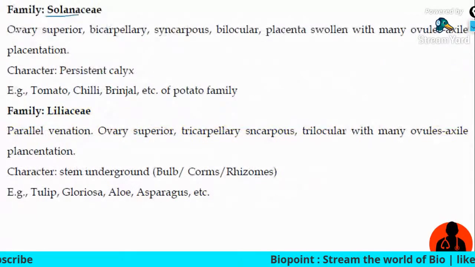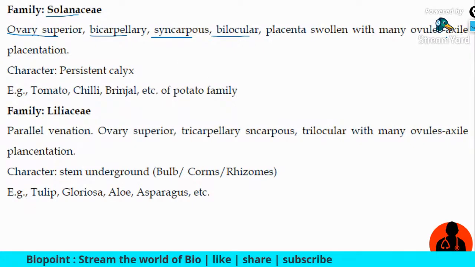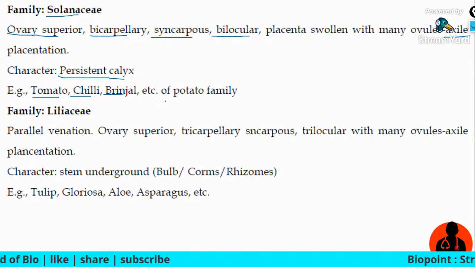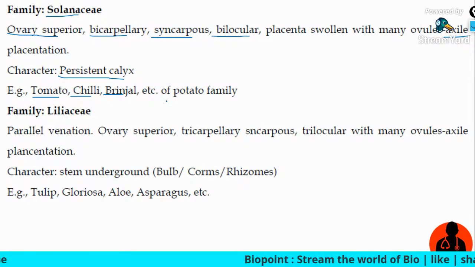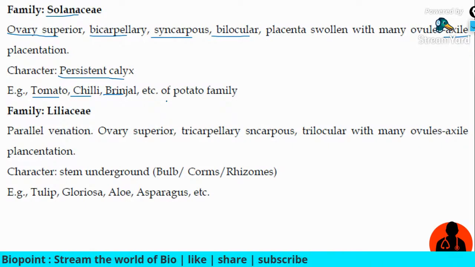Solanaceae family: ovary superior, bicarpellary, syncarpous, bilocular, axial placentation, persistent calyx. Tomato, chili, brinjal, etc. belong to the Solanaceae family. Tomato, brinjal, and potato can be used as food. Chili can be a spice. Belladonna and ashwagandha are medicines, very important.